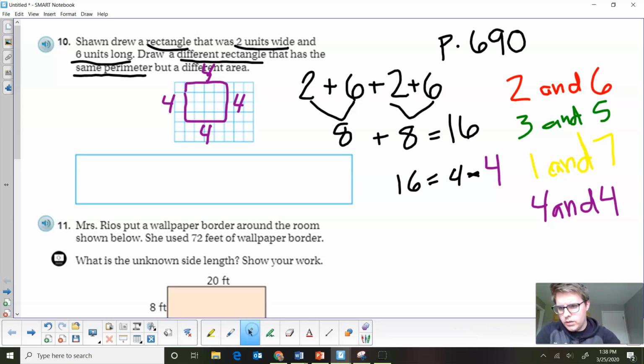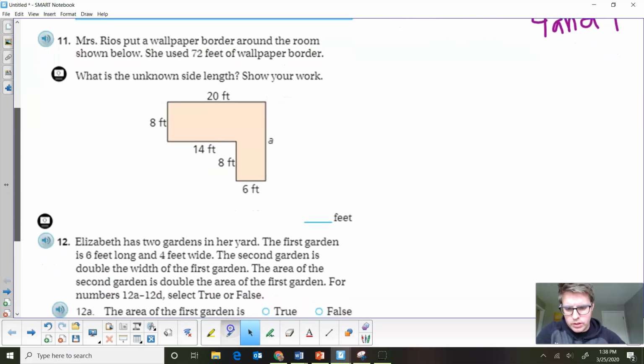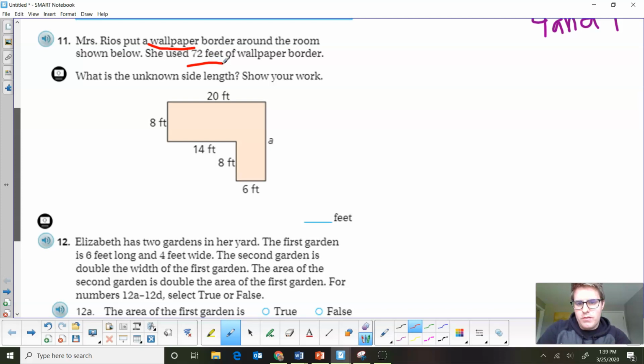Okay, let's move on. Number 11, Mrs. Rios. She puts up a wallpaper border around the room. Not a big fan of wallpaper, but she used 72 feet for the border. So if we're thinking border, we should automatically think what? Area or perimeter? What do you think? For border, the outside. Very good, Sophie. We should be thinking perimeter.